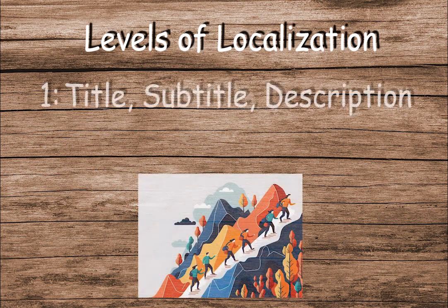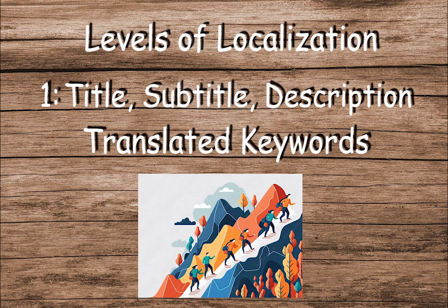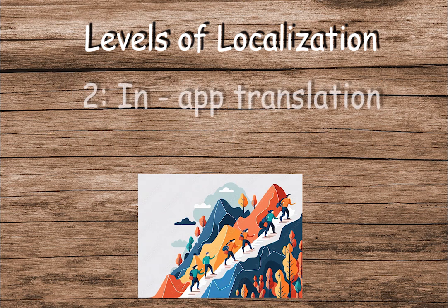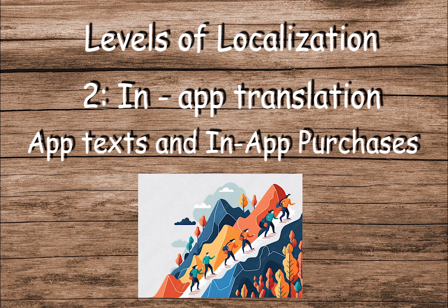There are levels of app localization. Level 1. The first and most basic and important is to translate the title, subtitle and description. Keep in mind you need to include translated ASO keywords as discussed in other ASO chapters in this course. It is perfectly okay to first publish the app with Level 1 localization and later move to Level 2. Level 2. In-app translation. Localize the in-app texts including in-app purchase offers.